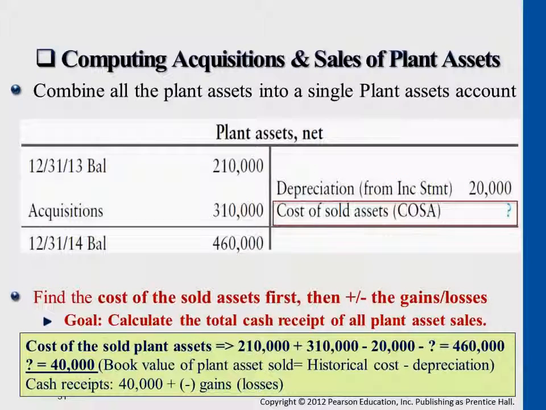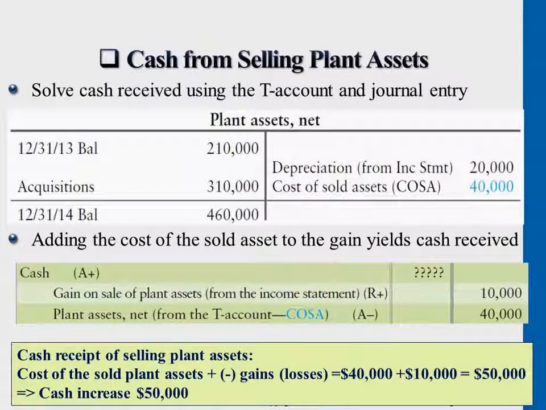Okay, this slide here tells you the question mark is the book value of the asset. Once you know the book value of the asset that's sold out, then for any gains and losses, just add the gains or subtract the losses. That will give you the cash receipts of that selling transaction.